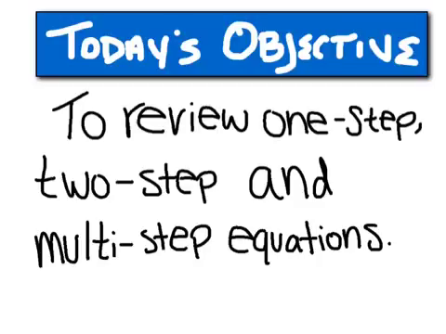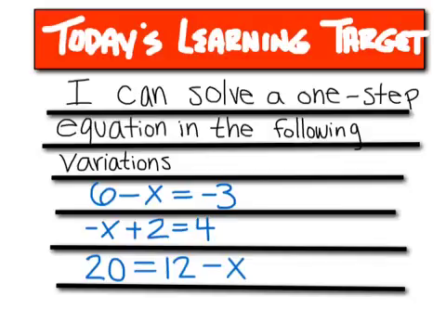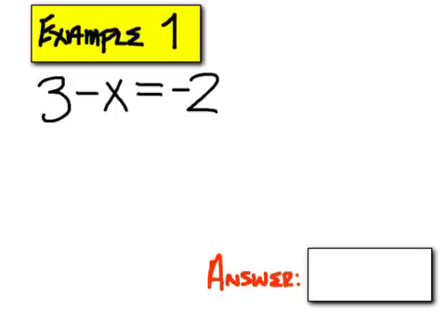Okay, today's objective is to review one-step, two-step, and multi-step equations. In our learning target, you should be able to solve a one-step equation in the following variations: 6 minus x equals -3, -x plus 2 equals 4, and 20 is equal to 12 minus x.